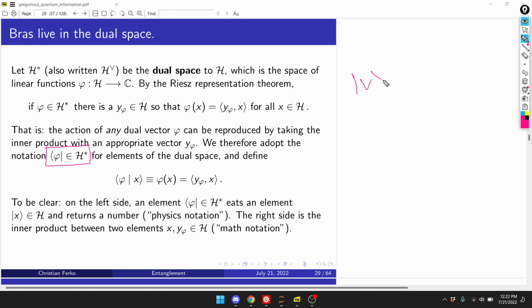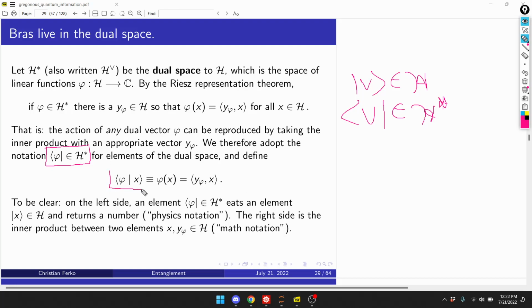So remember, if I write ket V, that's an element of the Hilbert space. If I write V with the other decoration, that's in the dual space. Why do we use this decoration? Well, this decoration suggests the way that you would evaluate an inner product.